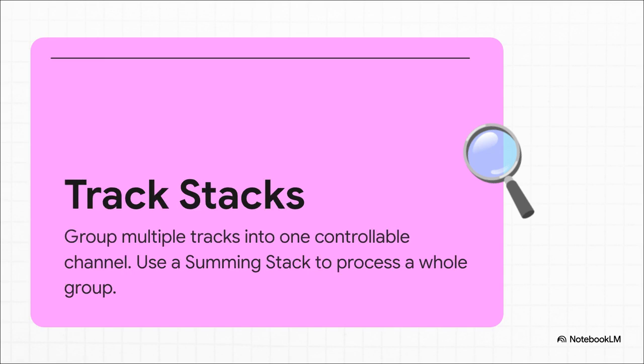As your songs get bigger, they can get really messy really fast. Track stacks are the solution. They let you group a bunch of related tracks, like say all 12 of your backing vocal layers, into one neat little folder. And even better, a summing stack gives you one master volume fader for that whole group, so you can put one EQ or one compressor on all your drums at once. It's essential for staying organized.